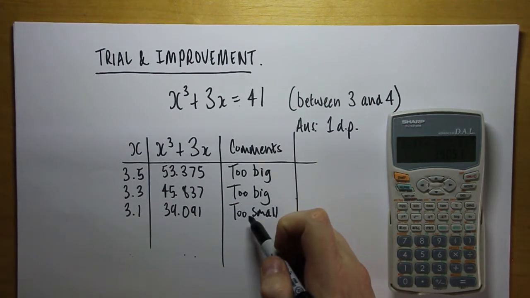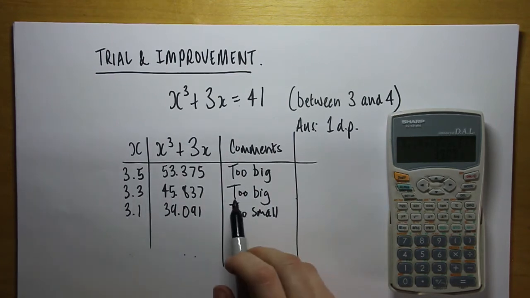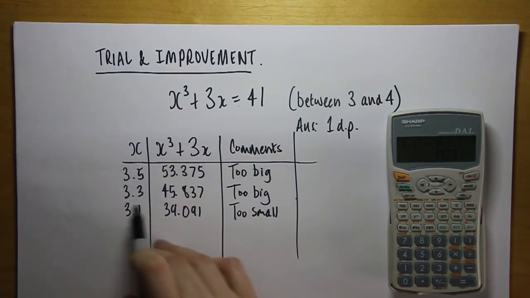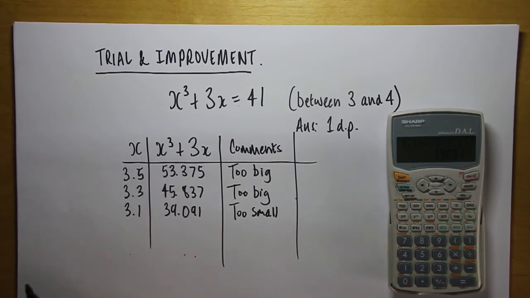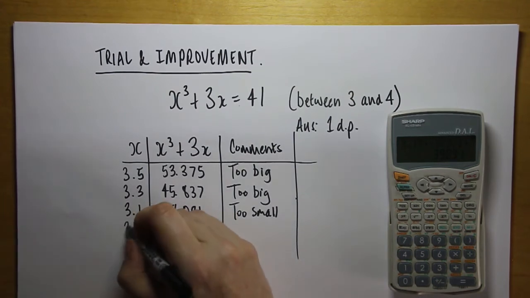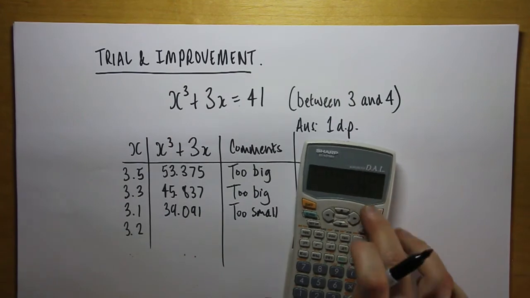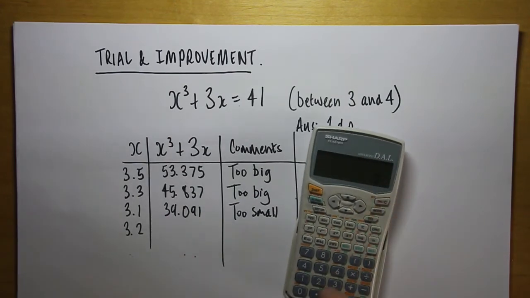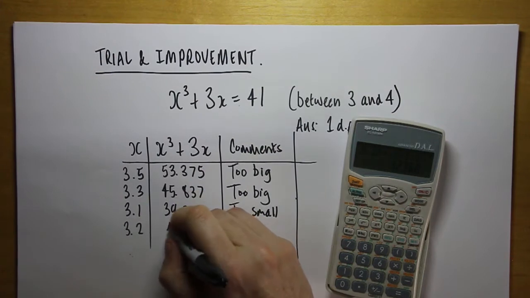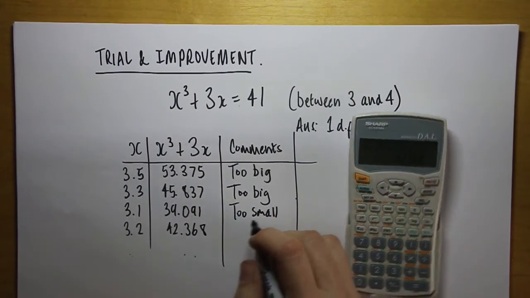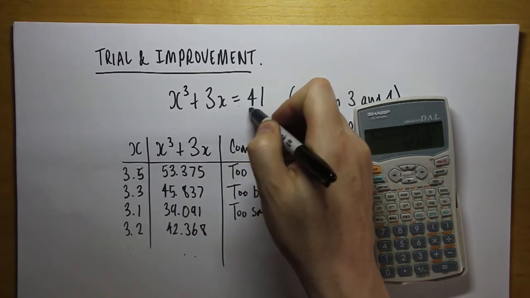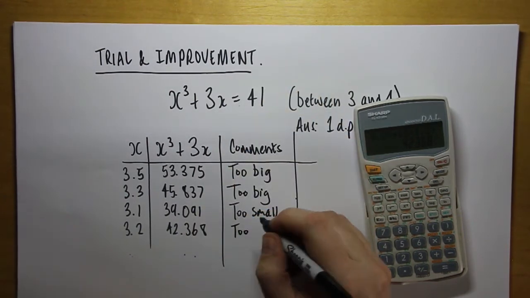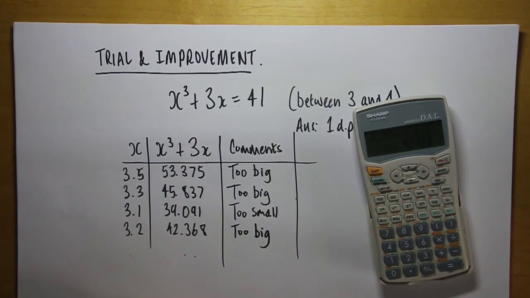Okay, so you can see what's happening now. 3.3 for the value of x gives us an answer that's too big. 3.1 is too small a value for x, and so it's somewhere in between. So we're really closing in on it now. We'll finally just try 3.2. 3.2 cubed plus 3 times 3.2 gives 42.368, and comparing it to the answer that we're aiming for, again that's slightly too big.